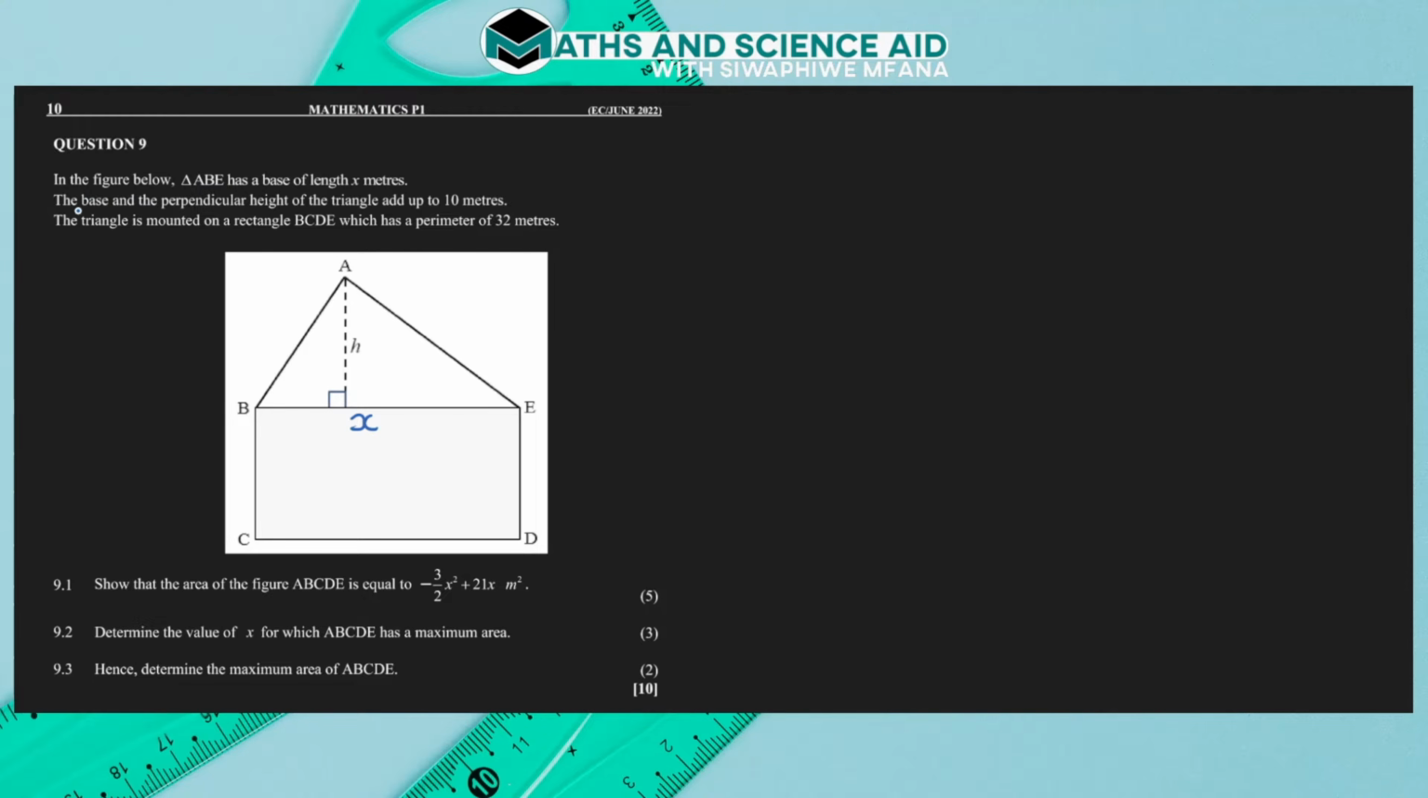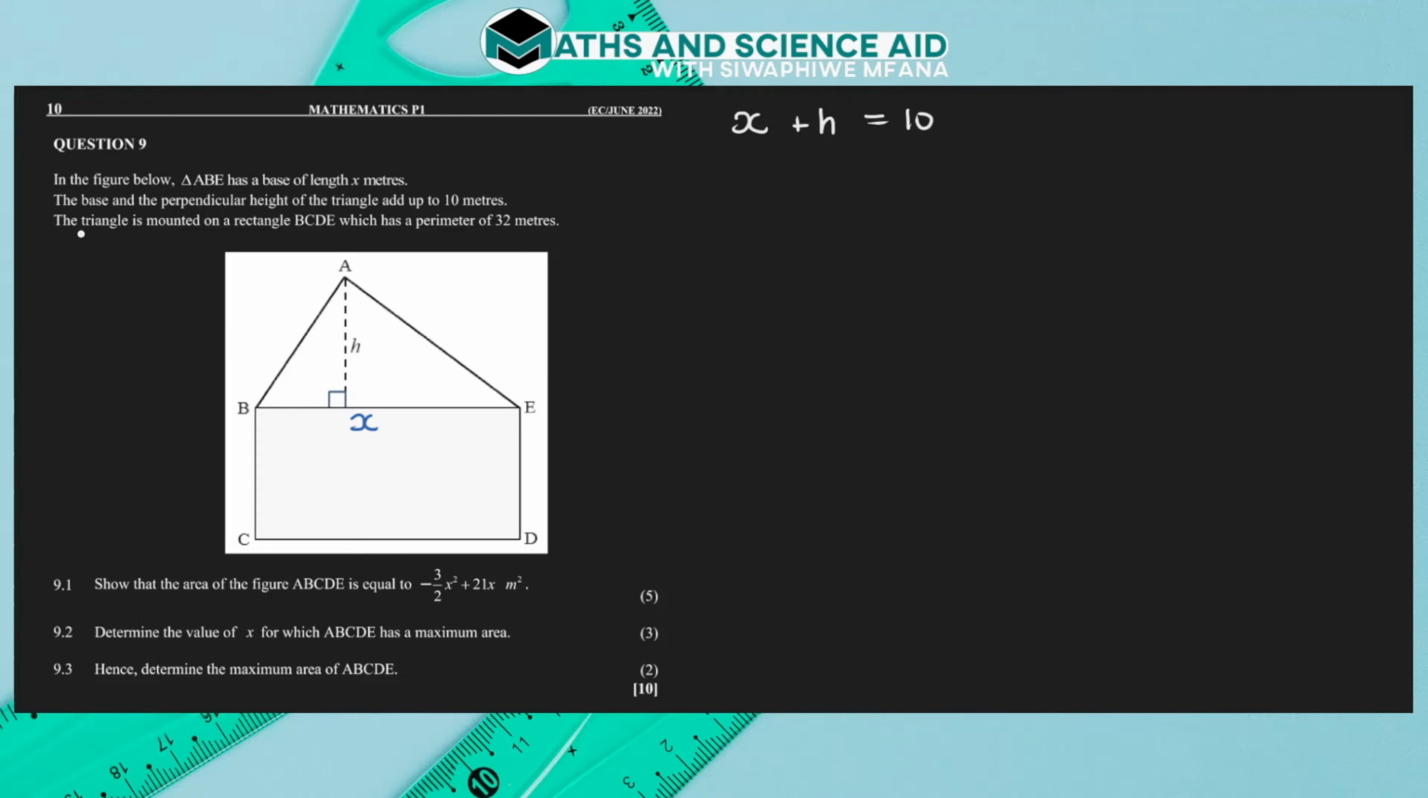And then the next part of the statement says the base and the perpendicular height of the triangle add up to 10 meters. Okay, so let's take note of that as well. So this one is telling us that the base, which we now know is x meters, if you add it to the perpendicular height of the triangle, you will get 10 meters.